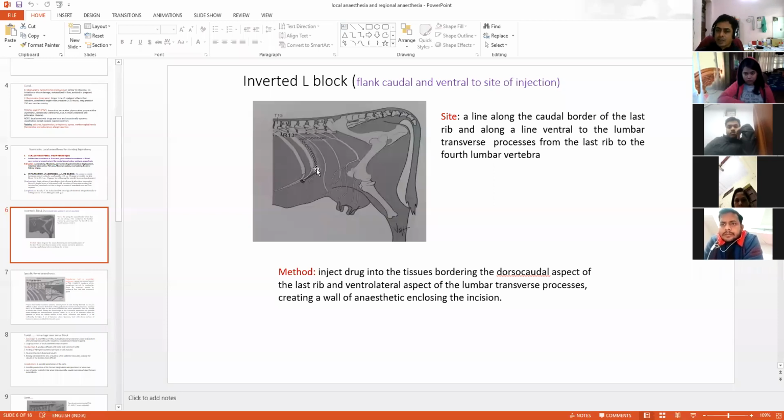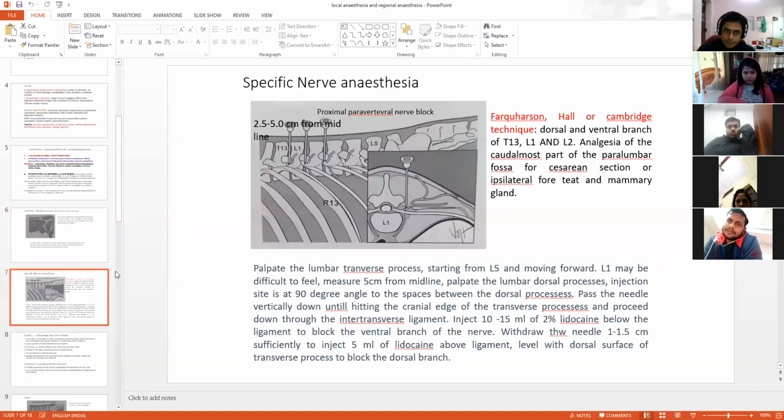So you are going to infiltrate in this way and in this way. This is the site of transverse from the last rib to the fourth lumbar vertebra. So this is the method of this inverted L block. Method: inject drug into the tissue bordering the dorsocaudal aspect of the last rib and the ventrolateral aspect of the lumbar transverse process. Already I have discussed, creating a wall of anesthetic enclosing the incision. Okay, so this is known as inverted L block.